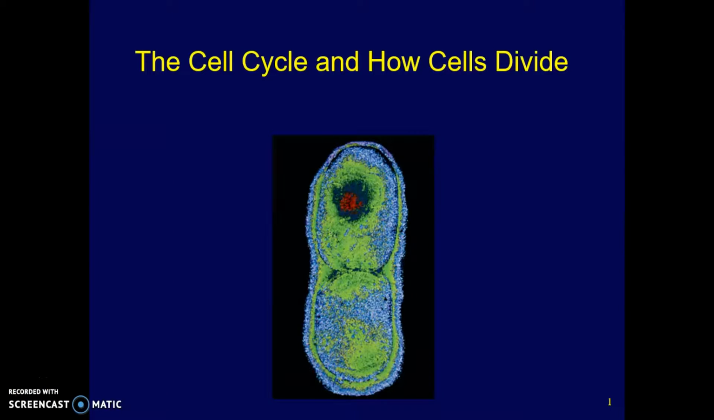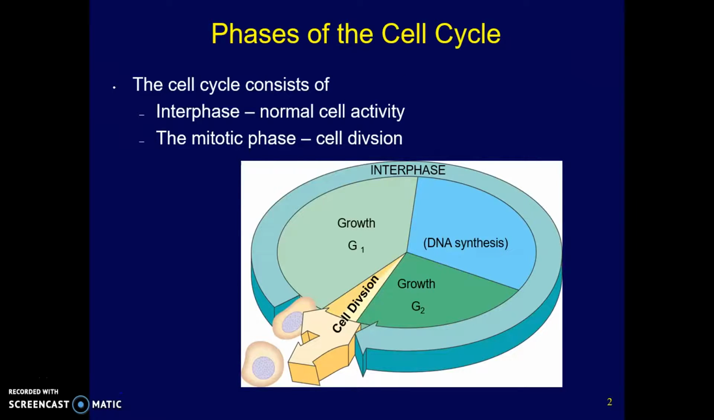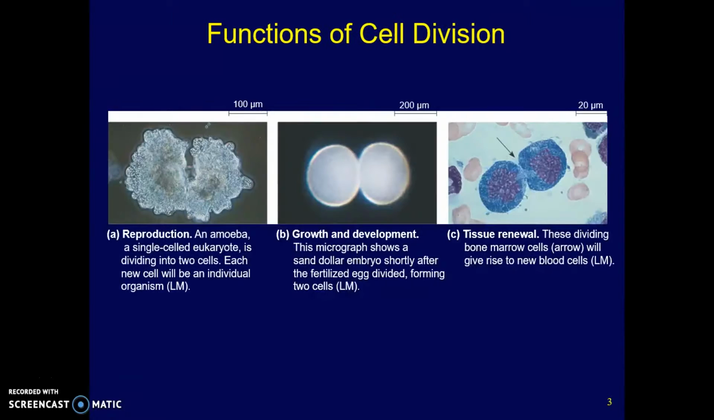Okay, today kids we're going to talk about mitosis, which is also called the cell cycle, and how cells divide. The phases of the cell cycle consist of interphase, which also consists of three different phases within itself, and the mitotic phase, which is called mitosis, or the actual dividing of the nucleus.